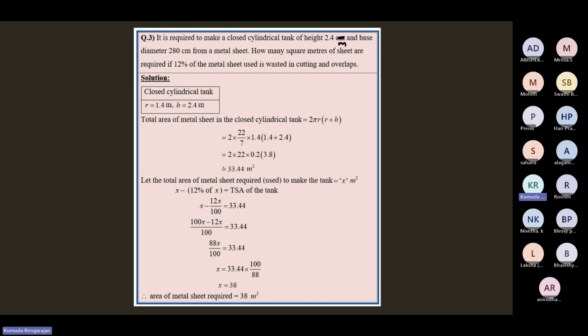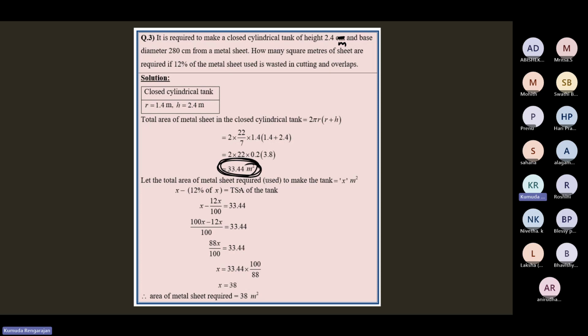So then you cannot build the tank with these values given, this radius and this height. It will be a smaller tank. The total surface area of the metal sheet in your tank should be 33.44 meters square. If you buy exactly this much and there is no wastage, it will be sufficient to build this closed tank of radius 1.4 meters and height 2.4 meters.